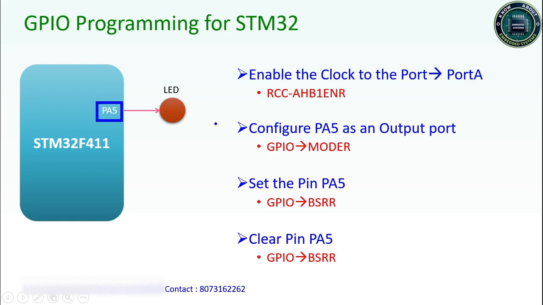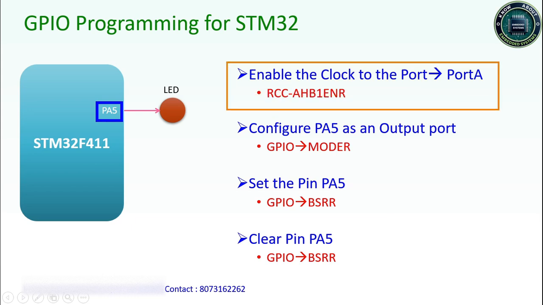The LED is connected. In order to develop the programming for this PA5 toggling operation, we have to follow certain steps. 4 to 5 simple steps we have to follow in your GPIO programming. First of all, you can see here what the first step is. I'm going to explain here. The first step says that we have to enable the clock to port A.